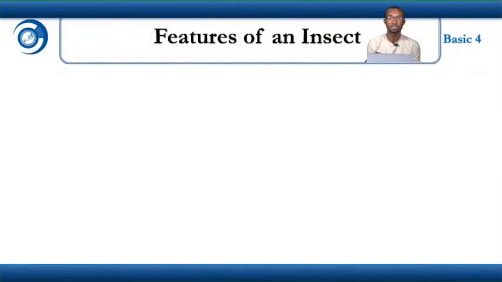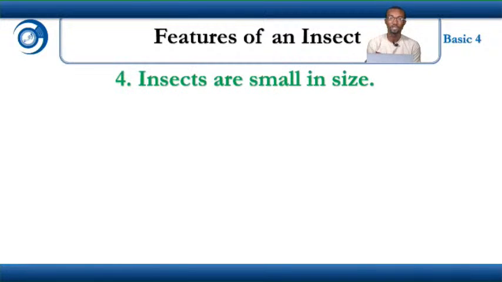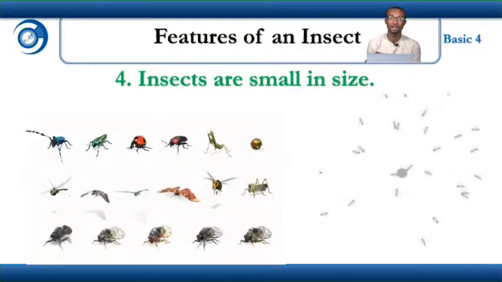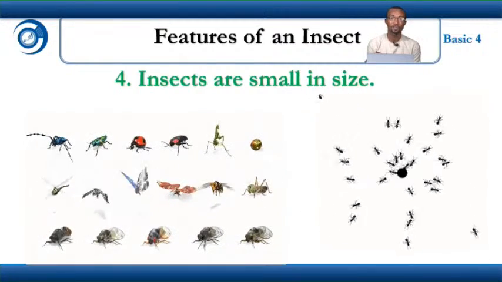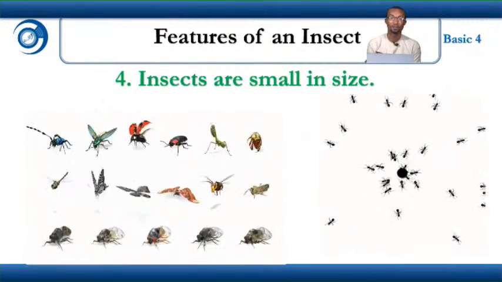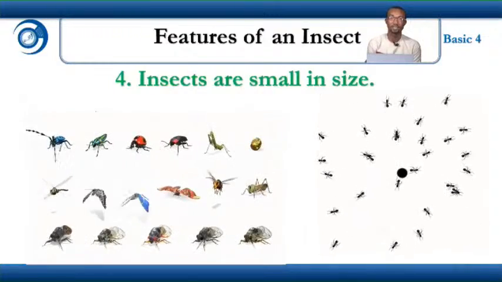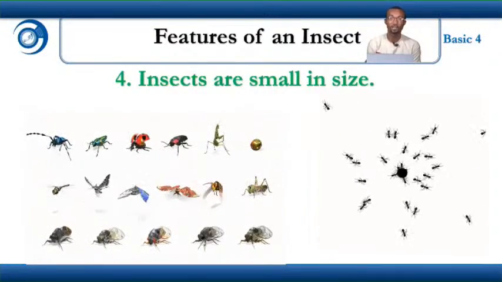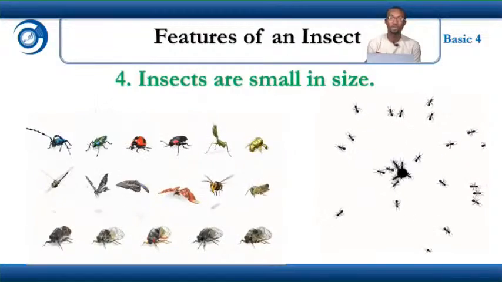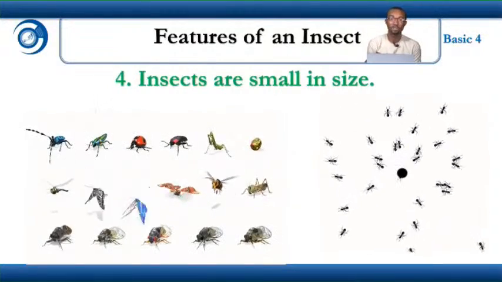Let's look at the next feature. Insects are small in size. As you can see, when we were defining what insects are, we said they are the smallest of all animals. So insects are small in size.